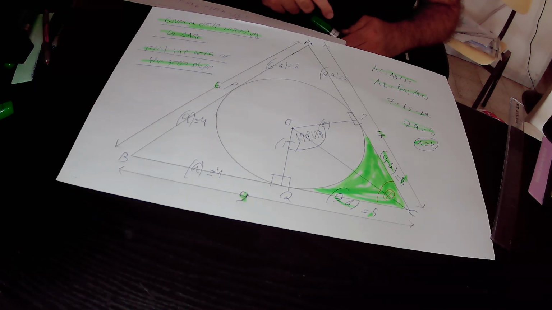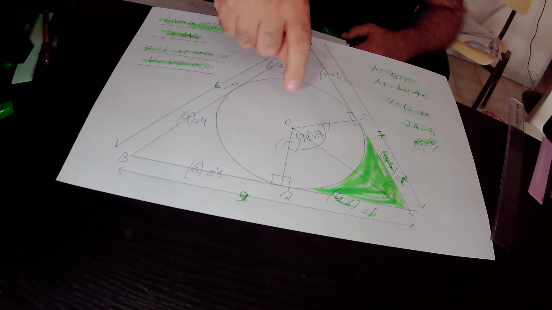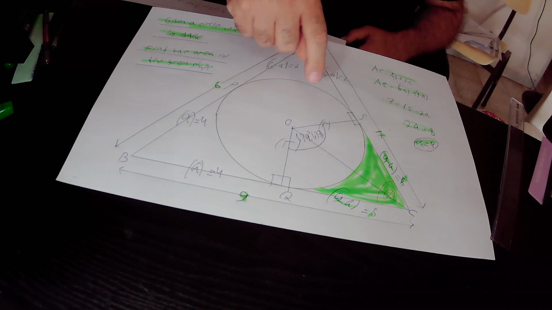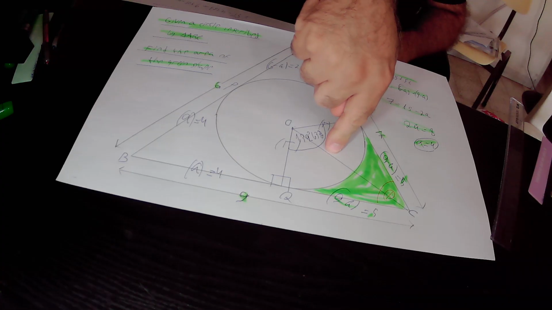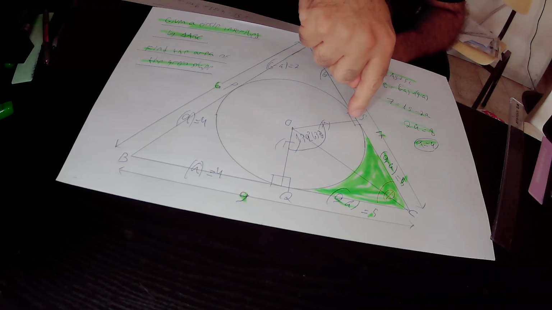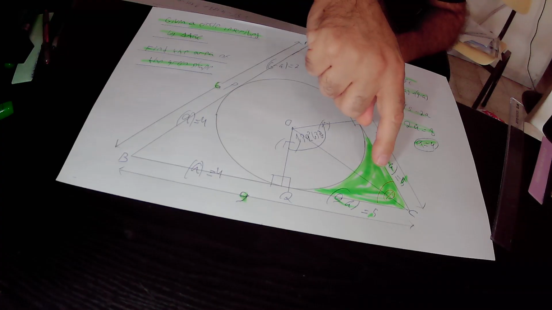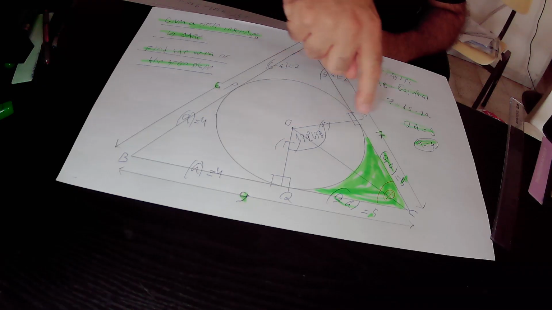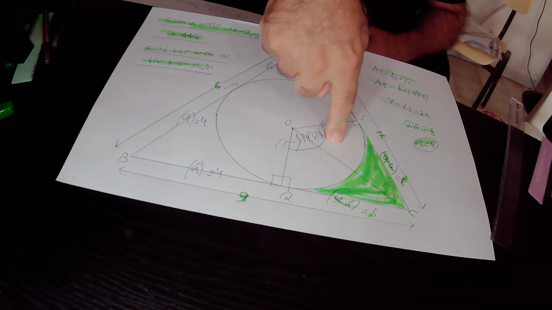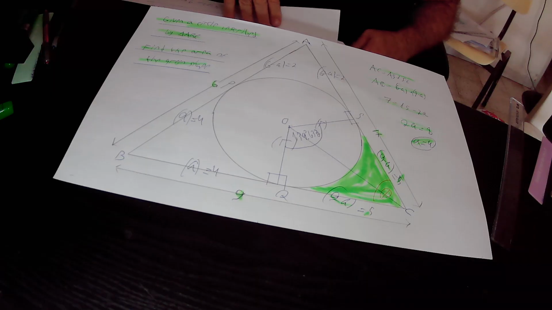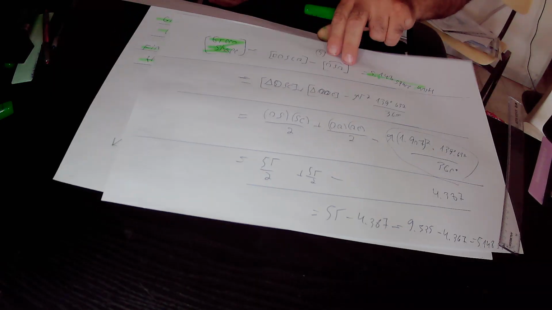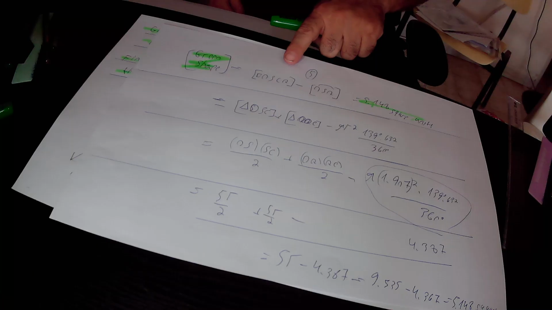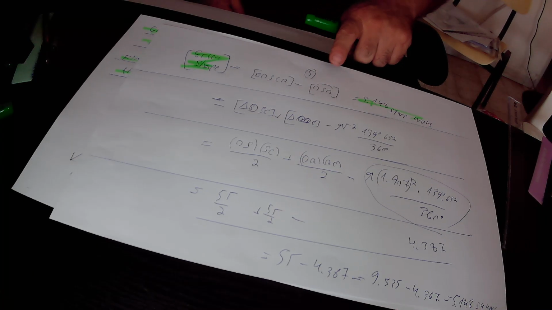Our task is to find the area of this green shape. So what is the area of the green shape? From the drawing, it is very easy to see that the area of this green shape equals the area of quadrilateral OSCQ minus the area of this sector OSQ.